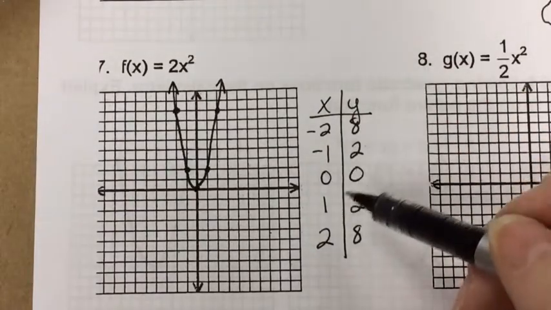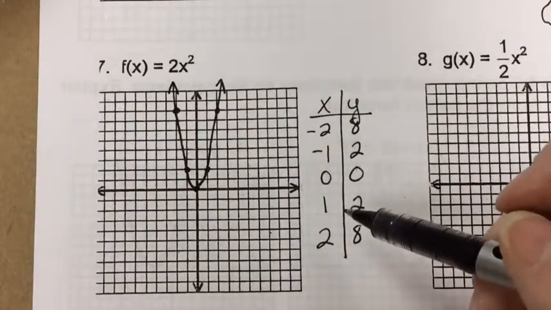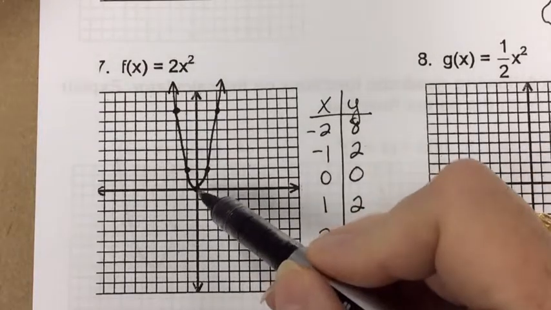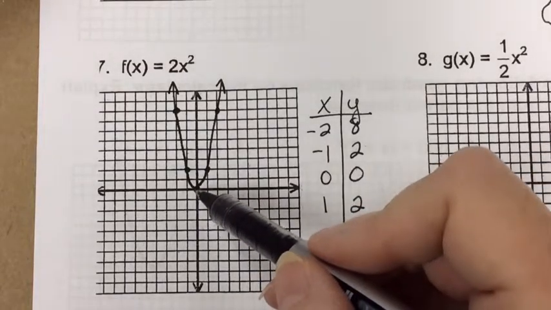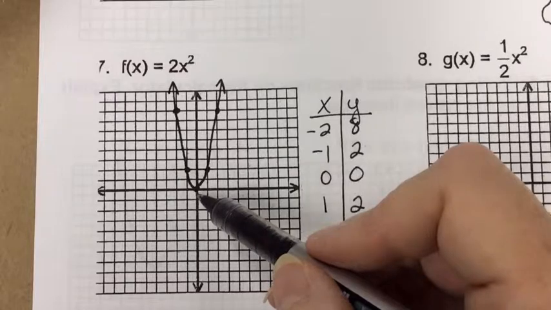Okay, this one looks a little different. It looks kind of skinnier than the parent function. It's still at 0, 0, but it's skinnier. And I'm going to show you how you can tell it's skinnier.